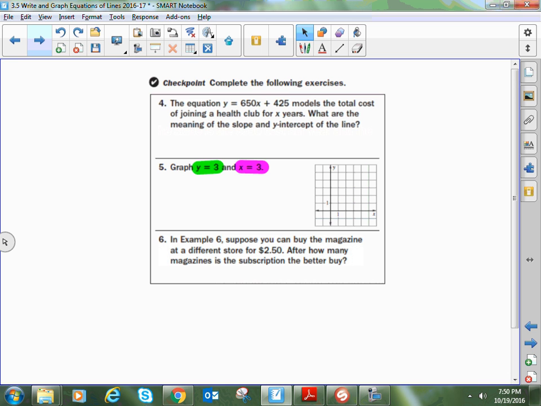Okay, so here, let's say we're kind of modeling again the cost of joining a health club. Well, what does the slope and the y-intercept mean? Well, the slope in this case would be the annual cost, $650 a year, and the y-intercept would be $450 for the cost of joining it, which again probably is unrealistic. Although if I had to spend that much money for a gym, I would really hate myself for not going because that's a lot of money to waste.